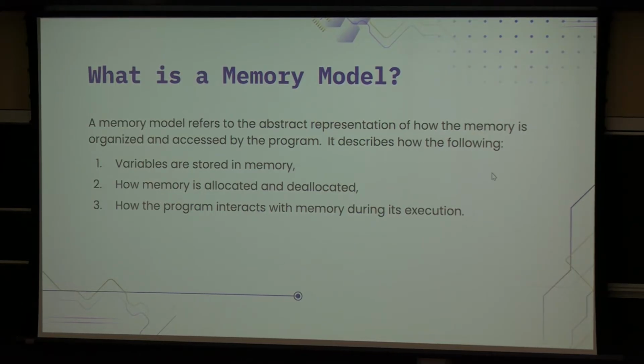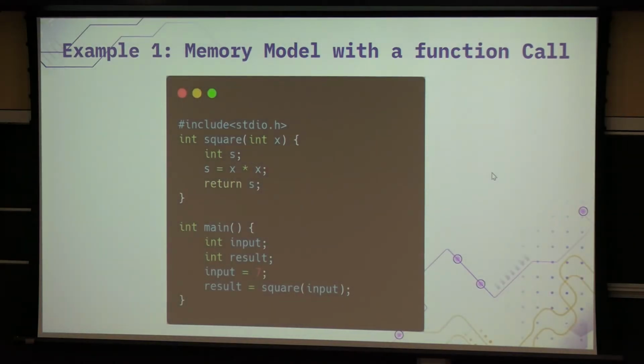So let's start off with an example. Here's an example with a function call. The first statement includes bringing in the library, like the standard library for C. I define a function square that takes a parameter of integer x, I do some multiplication and return a value. In the main function, I initialize two variables, input and result of type integer. I assign the value 7 to input, and I call the function square.